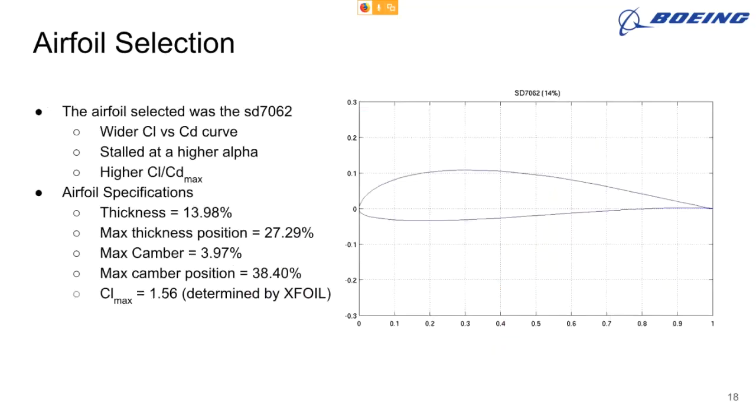So here, after looking at everything from CL over alpha to CL over CD, we chose the SD7062. It has a wider CL over CD curve. It stalls at a higher angle of attack, and it has a high CL over CD max lift over drag ratio. Its thickness is 14%. The thickness position is at 27.29%, and it has a camber of about 4%. And the maximum camber position is at 38%. And the CL max value that it gives is 1.56, which meets our requirement of 1.4.